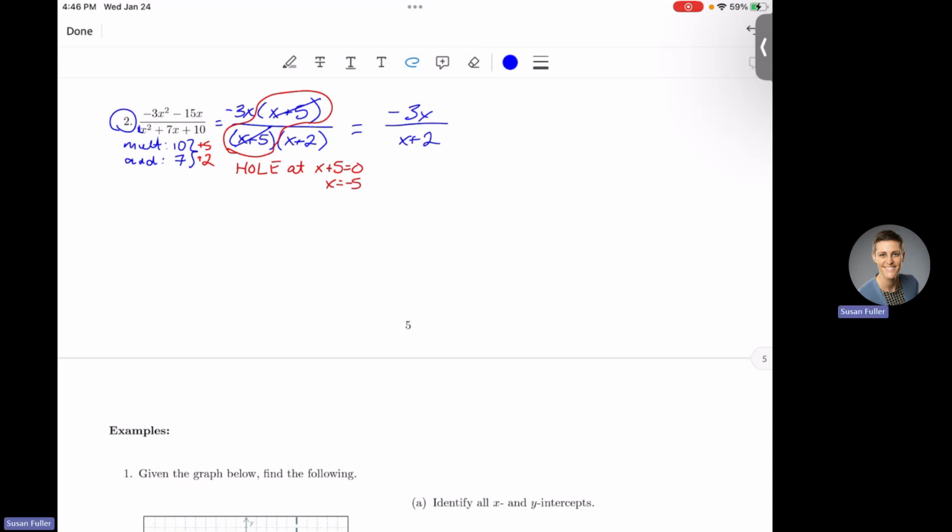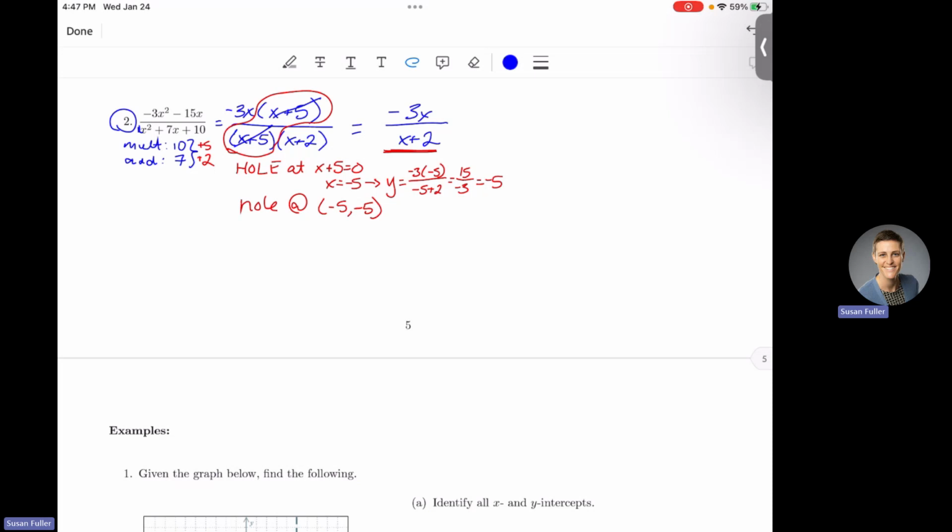Okay, so now that we know that our hole is at x equals negative 5, a hole is an ordered pair, so we need our y value. To get the y value of your hole, you're going to plug that x value into your simplified function here. So I'm going to get negative 3 times negative 5 over negative 5 plus 2, which is going to be 15 divided by negative 3, and that's negative 5. So I have a hole at the ordered pair negative 5, negative 5.